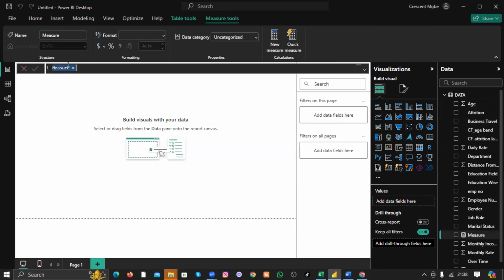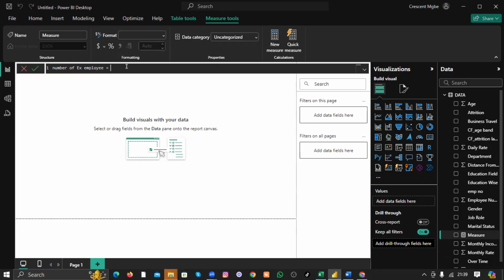Then the name of this measure is supposed to be attrition. But because we already have attrition here, it's not going to work. So I'll just call it X, number of X employee, or number of attrition. That's still fine, but I just prefer X employee.